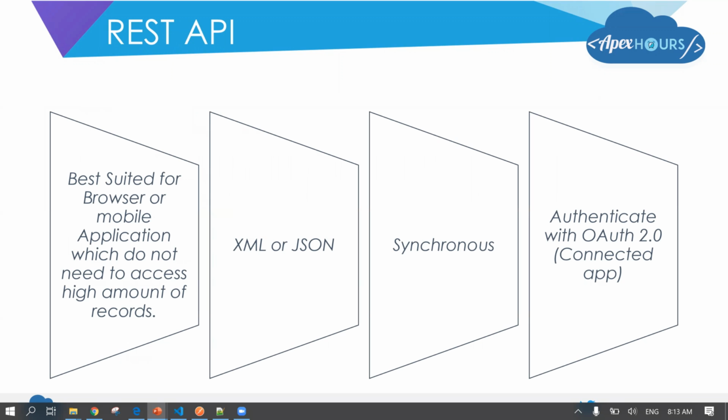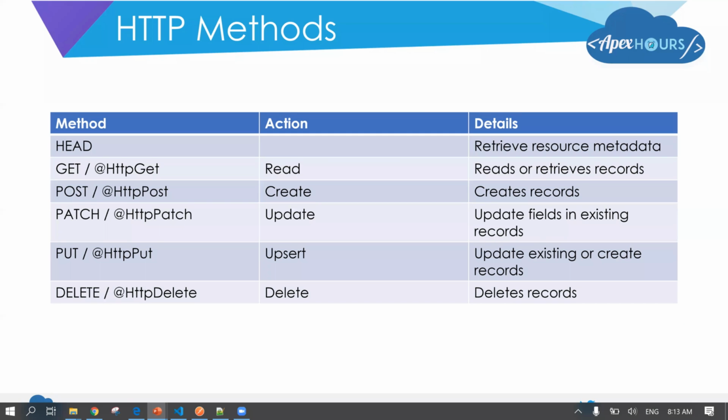Okay, so in short, REST is best suited for browser or mobile applications which do not need access to a high amount of records. It uses XML or JSON. It's synchronous, and it's authenticated with OAuth 2.0 using a connected app, which we'll be seeing in a demo soon. What are the HTTP methods? I mentioned it uses HTTP methods. What HTTP methods is it using?